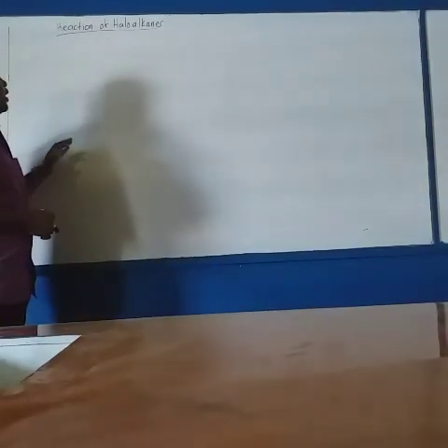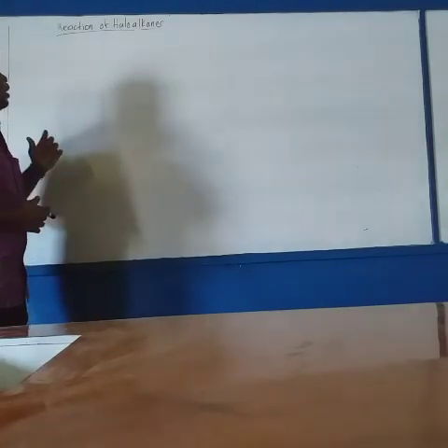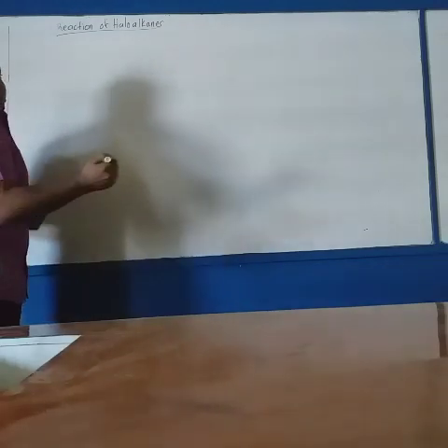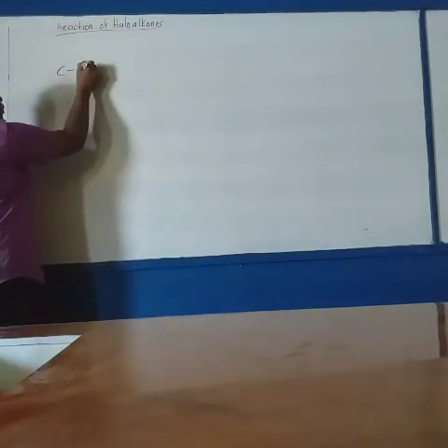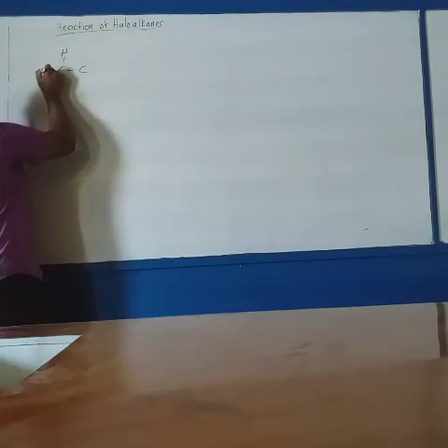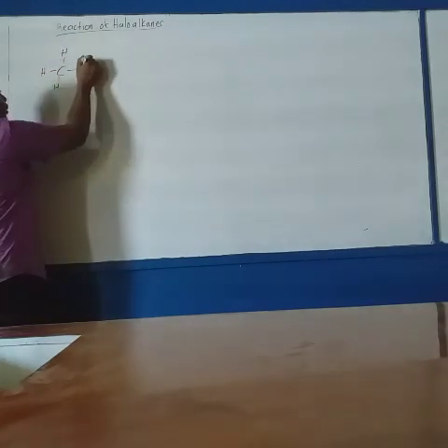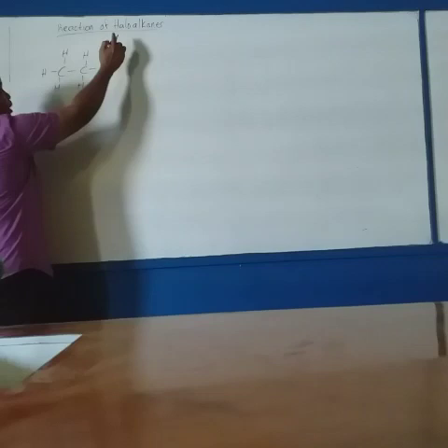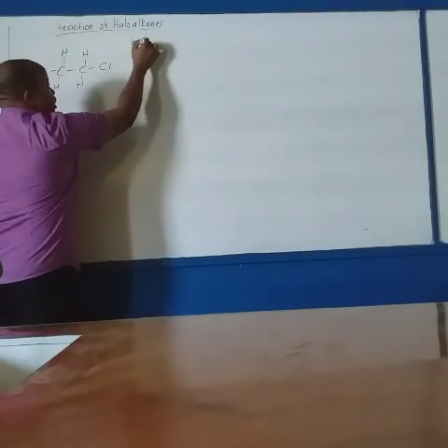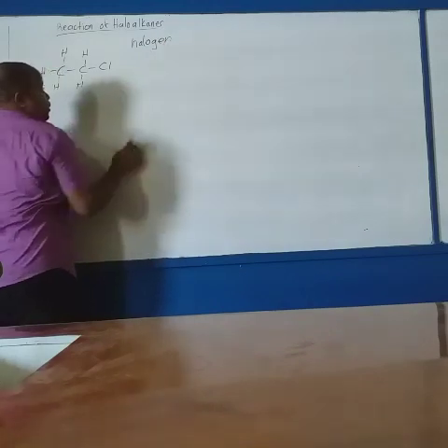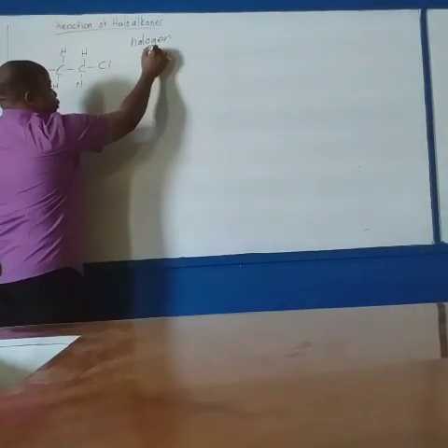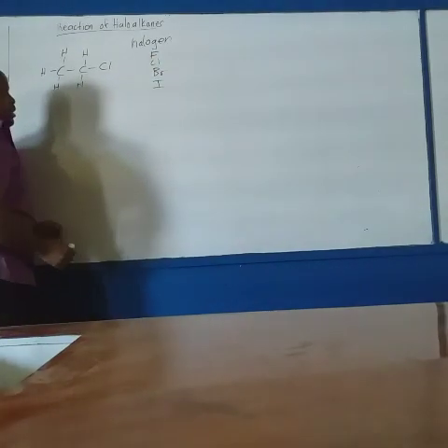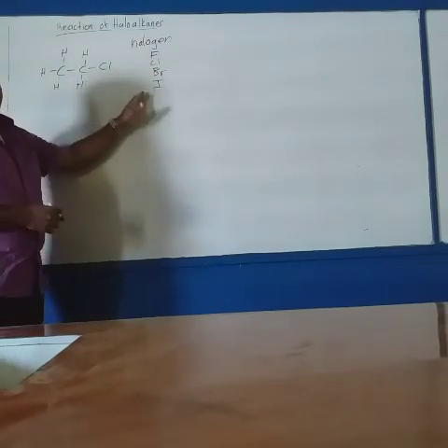Okay, in today's video, we will be looking at the reaction of haloalkanes. So a haloalkane is simply an alkane with a halogen. Halo is coming from the word halogen. And we know halogens are in group 7: fluorine, chlorine, bromine, iodine. So these are our halogens.